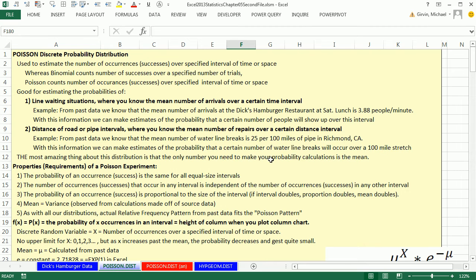Again, Poisson only requires that we have the mean over some interval. For this distance, it's 25 line breaks over 100 miles. For this Dick's Hamburger restaurant example, it was 3.88 people arriving per 1 minute. So the interval was minute here. Down here, it was 100 miles. But in both cases, we knew the mean.